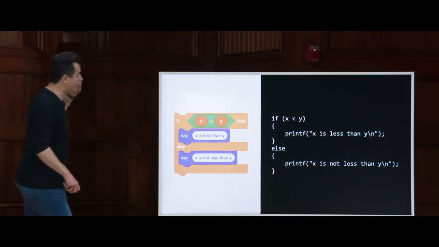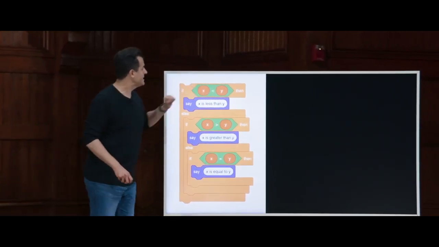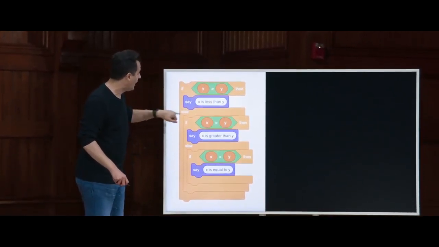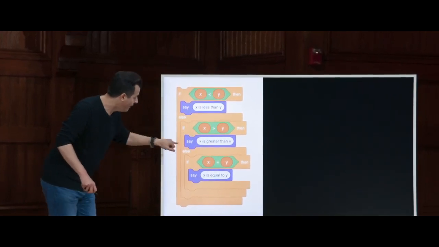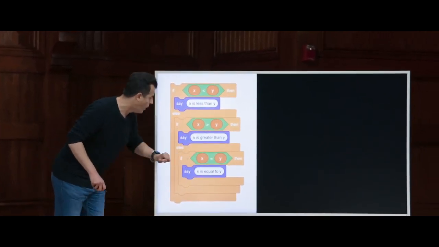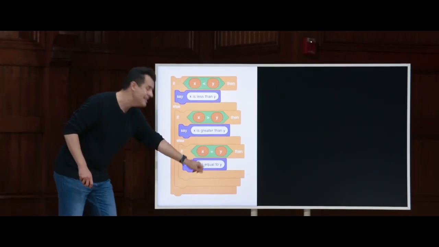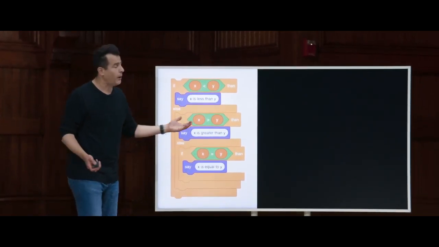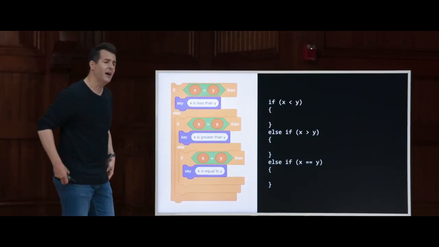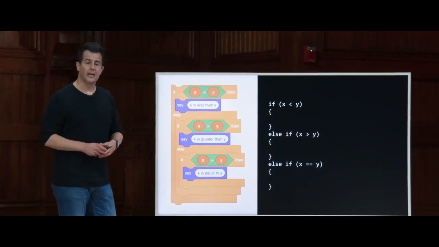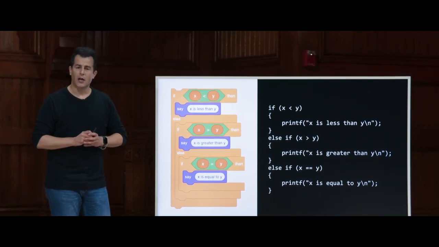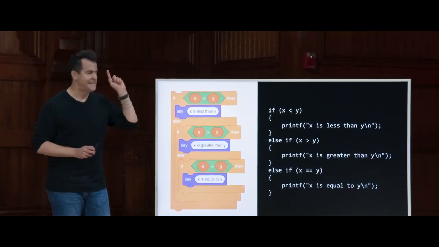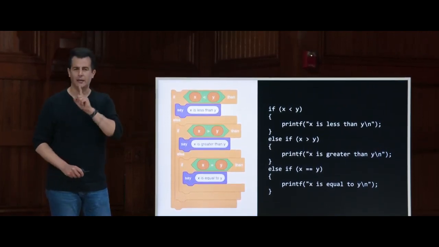What about a three-way fork in the road? If x is less than y, then say x is less than y. Else, if x is greater than y, say x is greater than y. Else, if x equals y, then say x is equal to y. Well, you can probably see where this is going on the right-hand side. It looks almost the same. In fact, if I add in the printfs, it's really almost the same, at least logically. But there is at least one curiosity.